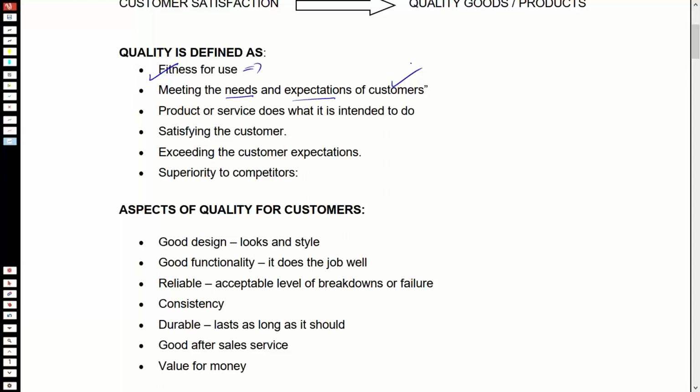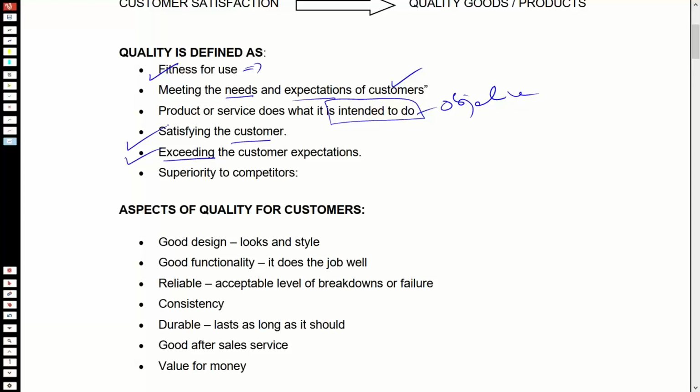The third is that if your product is doing what it is intended to do, that is, it is fulfilling its objective and what you have committed with respect to the product, it is considered a quality good. Then if you are satisfying the customer, or exceeding customer expectations, that is all considered quality. So I repeat, the concept of quality could be defined as anything. There is no single definition. It could be fitness for use, meeting the needs and expectations of customers, or exceeding them.